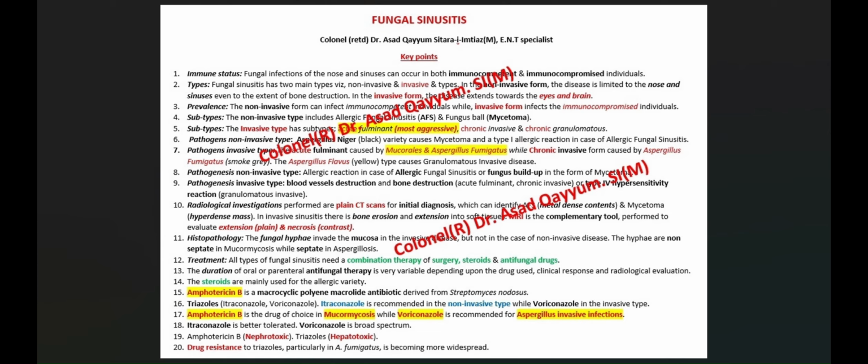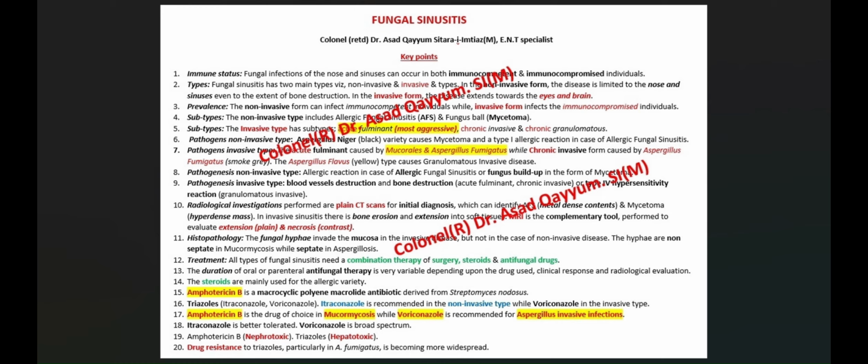Coming towards the pathogenesis, it is an allergic reaction in case of allergic fungal sinusitis or fungus buildup in case of mycetoma. In the invasive type, there is blood vessels destruction, bone destruction, mainly in the acute fulminant and chronic invasive subtype, or there can be type 4 hypersensitivity reaction in case of granulomatous invasive disease.